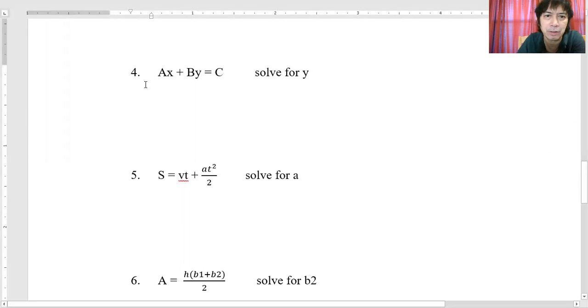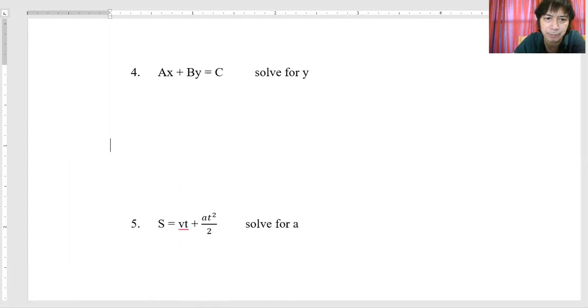All right, here is the fourth number. Let's move the 5 downwards first to have more spaces. Solve for y. Okay, solve for y here. This is not very difficult.